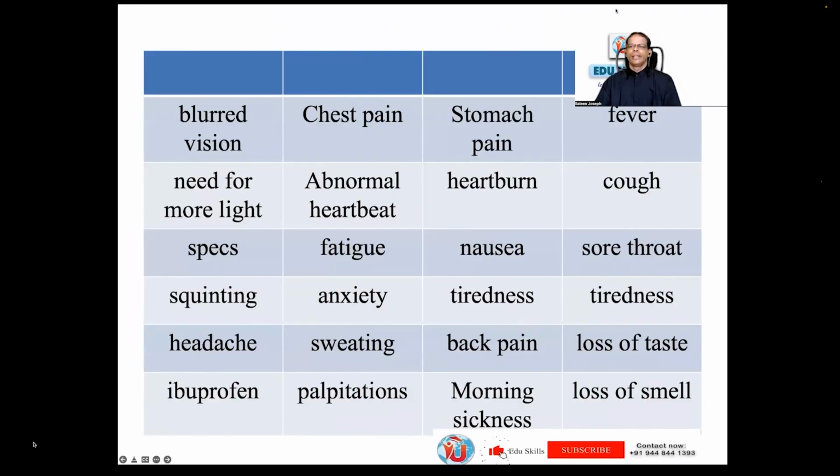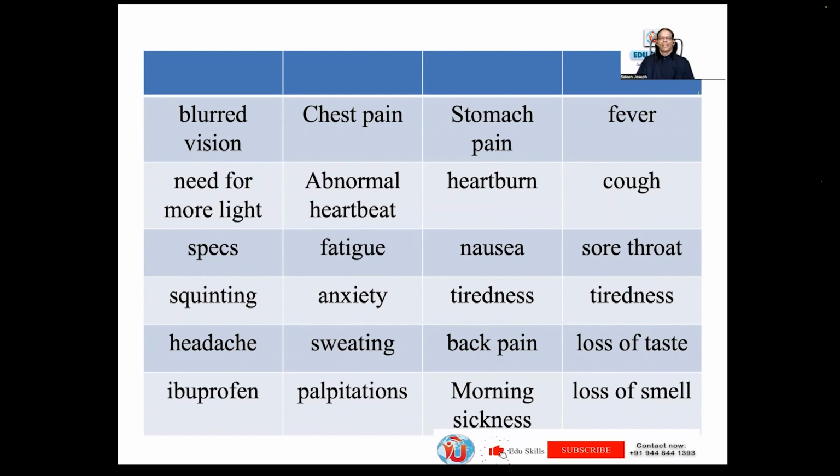Now, could you just identify the disease, looking at the symptoms? First column, symptoms of what? Vision problem. Second one. Heart problem. Yes. Third one. Pregnancy. Exactly. Fourth one. COVID-19. Exactly. You know the symptoms. Being medical professionals, these are by heart for you. You really know them.